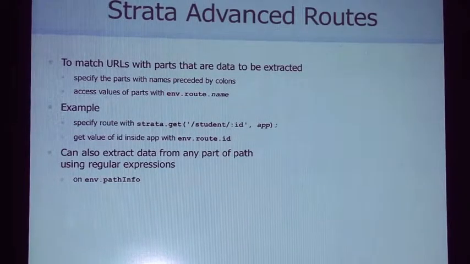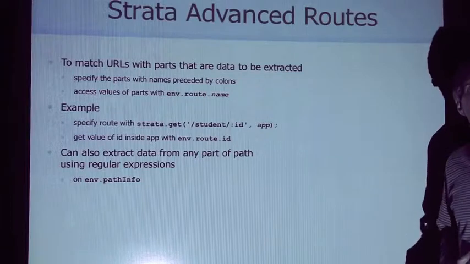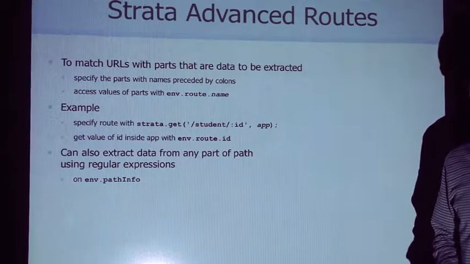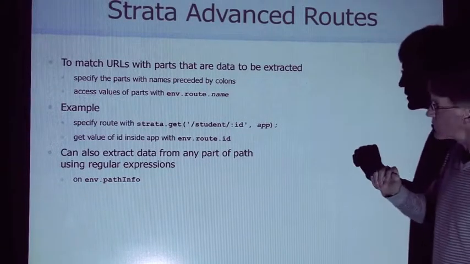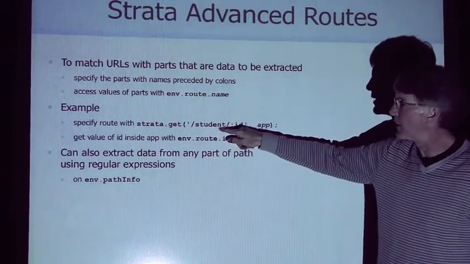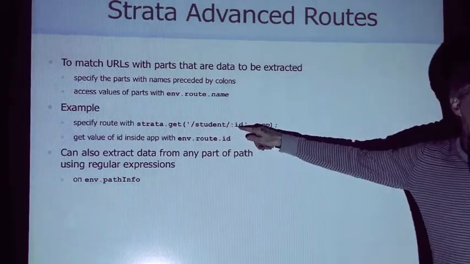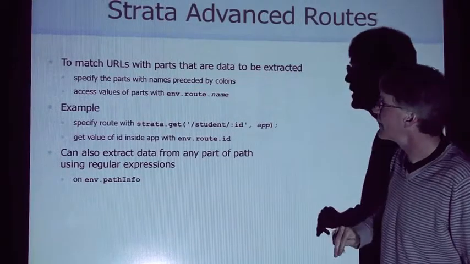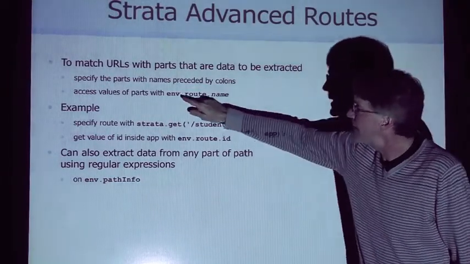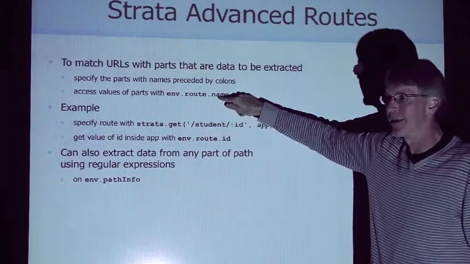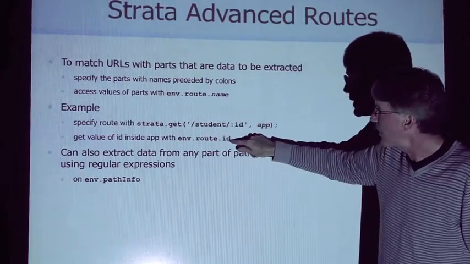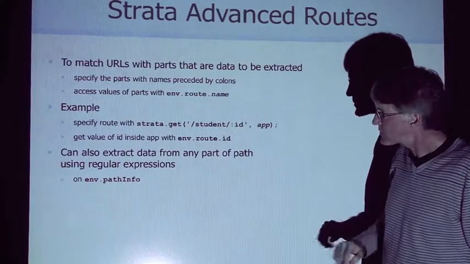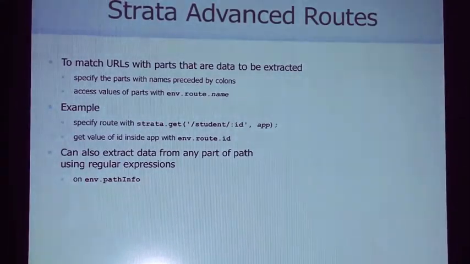Another thing you can do with routes is specify parts of the path that you want to extract because you're going to use them in your processing. So for example, if I'm expecting a URL that looks like /student/ and then an ID of a student, the fact that I put that colon in there means that I can easily extract that part of the URL. So I just put colons in front of names, and then when I want to get them out, I say env.route. and the name of the thing. So here I'm pulling out the value of ID. That's one way to get data from a URL.